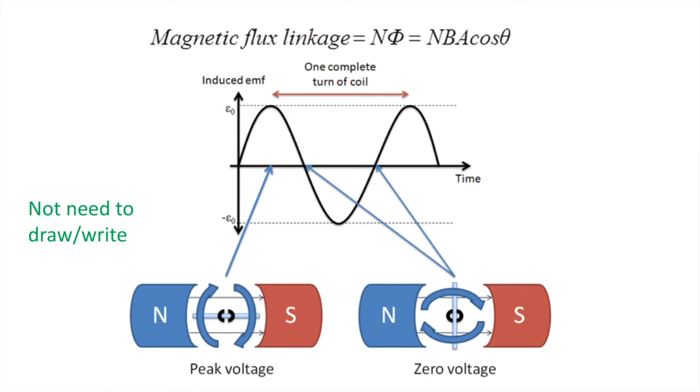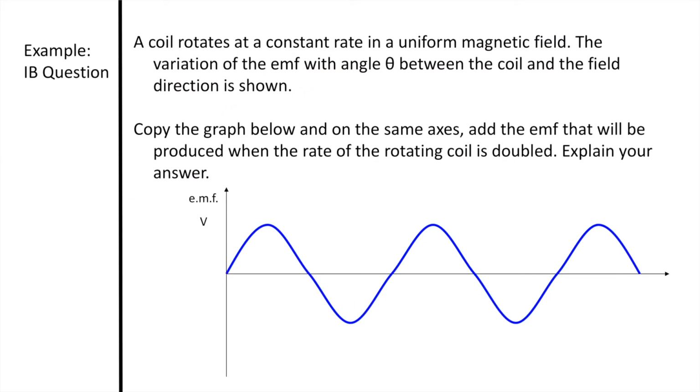So we can see that when the loop or coil physically rotates one complete revolution, or 360 degrees, one full sinusoidal wave is produced. Here is an example for you to try. A coil rotates at a constant rate in a uniform magnetic field. The variation of the EMF with angle theta between the coil and the field direction is shown. Copy the graph below, and on the same axes, add the EMF that will be produced when the rate of the rotating coil is doubled. Explain your answer. Go ahead and pause the video and do this in your notebook, and then start it back up when you're ready to check your answer.